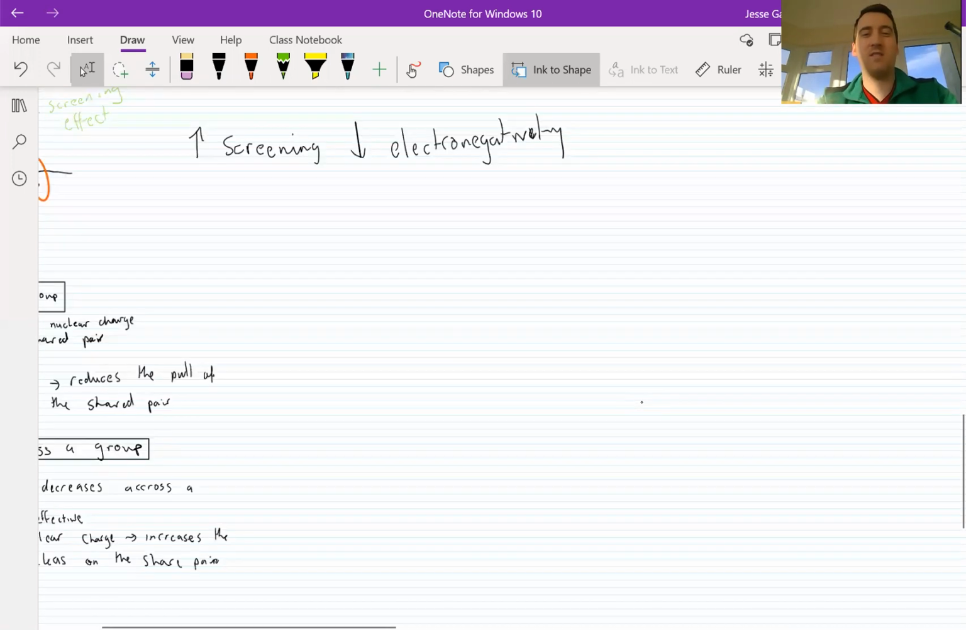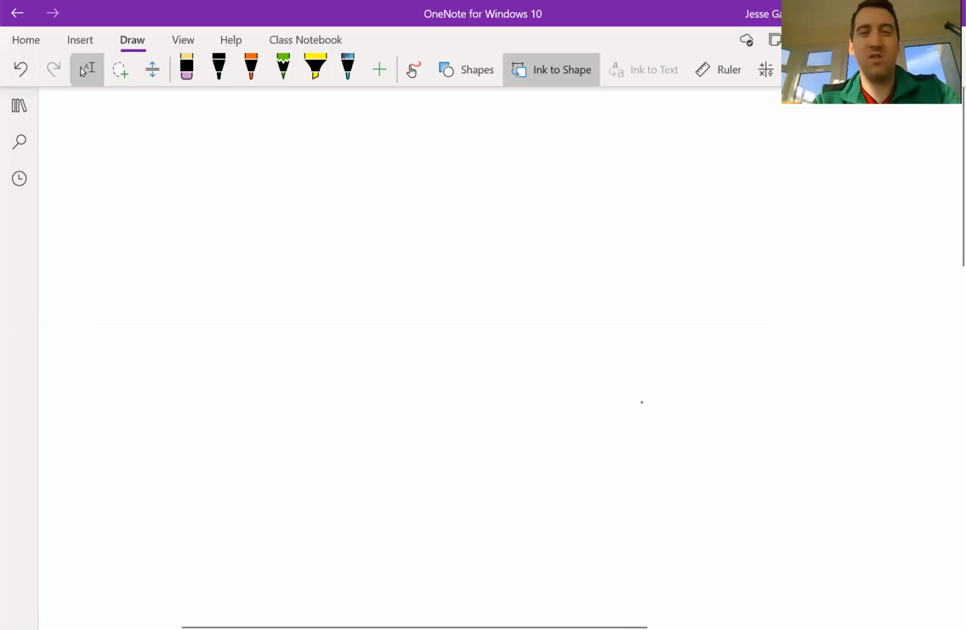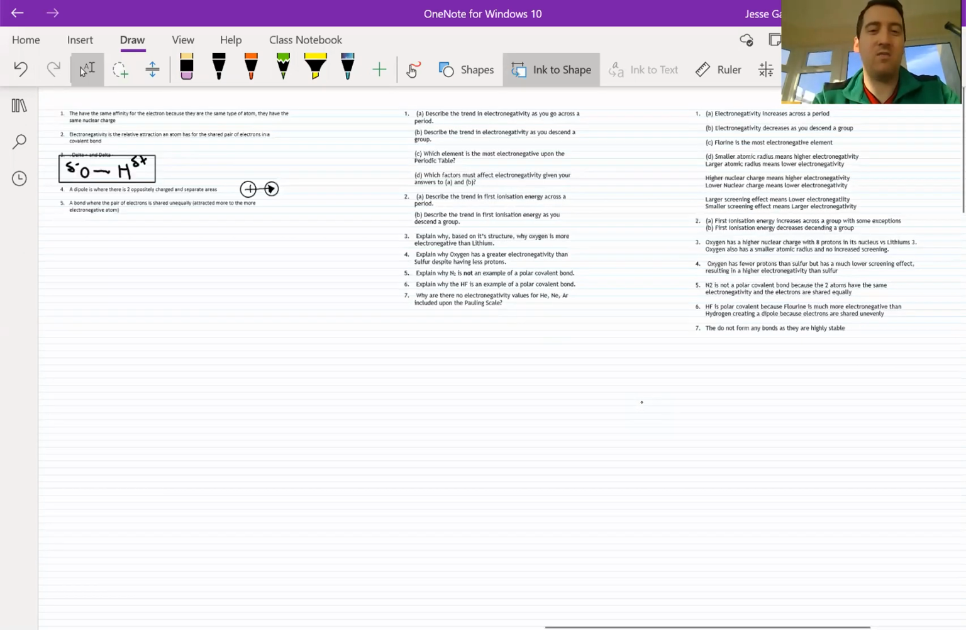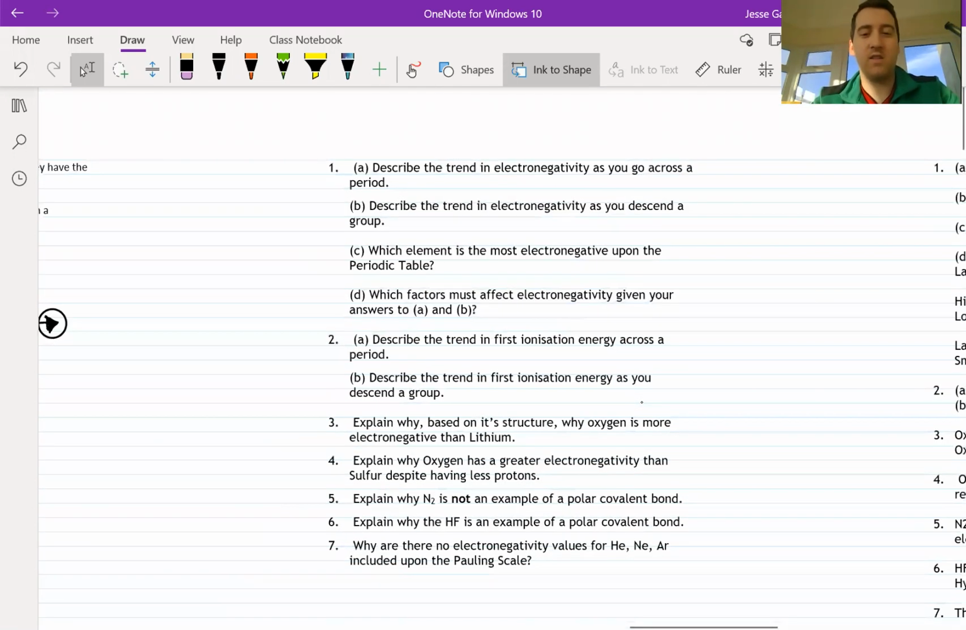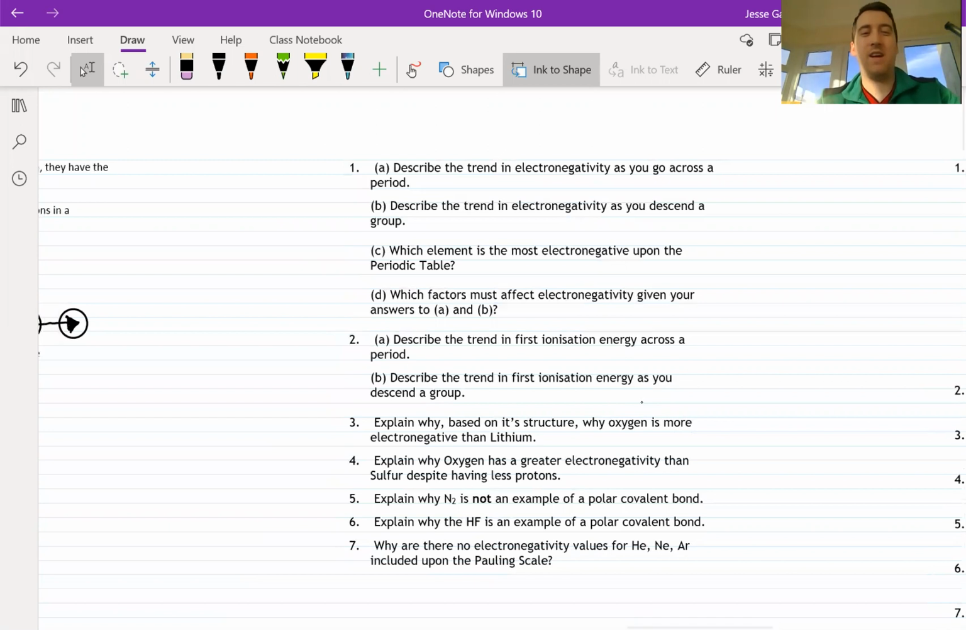Right, time to practice now and make sure that we have understood and that we commit this stuff to our long-term memory. Okay, so I've got here 7 questions for you to practice. In question 1, part A and B, you just have to describe, not account for. C, which element is the most electronegative? You will need an electronegativity or Pauling scale for this.